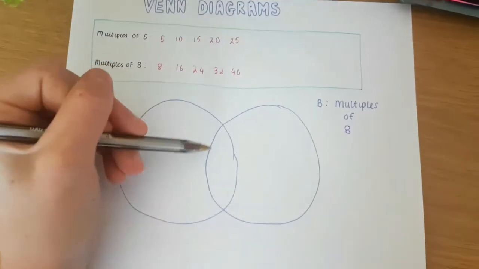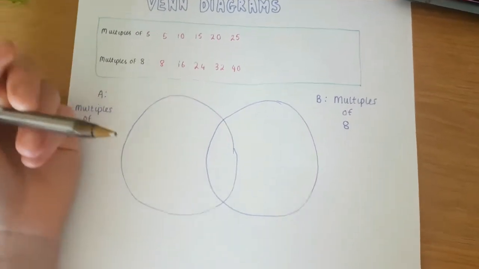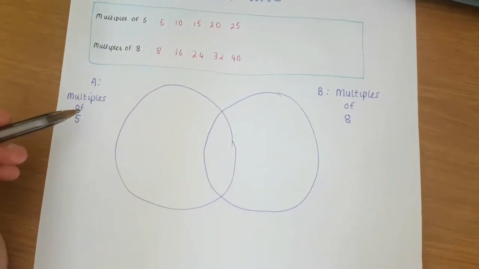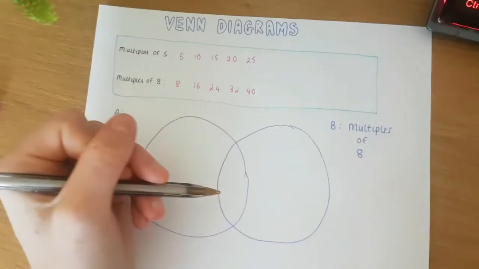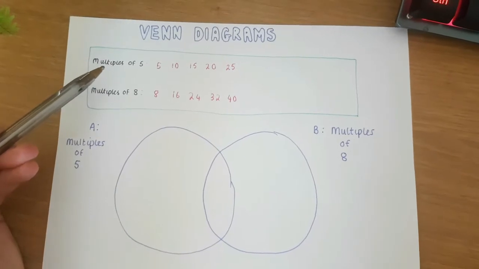Now this middle bit here, where the circles overlap, is called the intersection. And this means that numbers that satisfy both of these conditions, so it's a multiple of 5 and a multiple of 8, go in this middle bit here. When you're filling in a Venn diagram, the first thing you want to do is start listing the numbers.